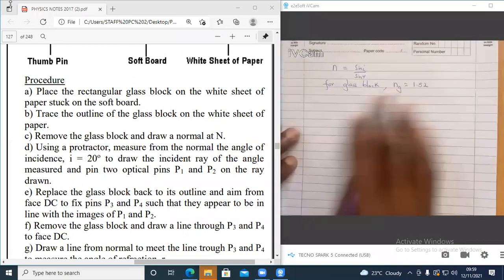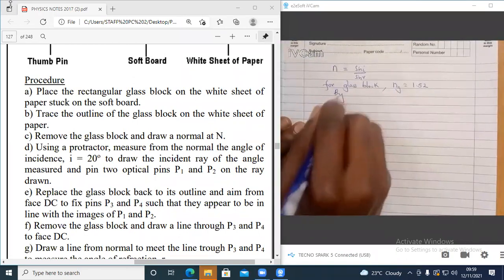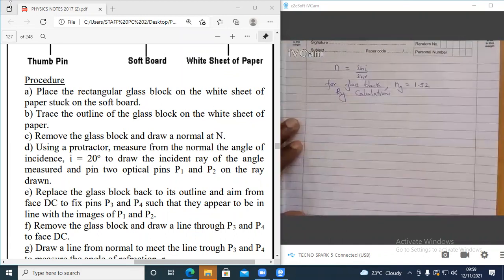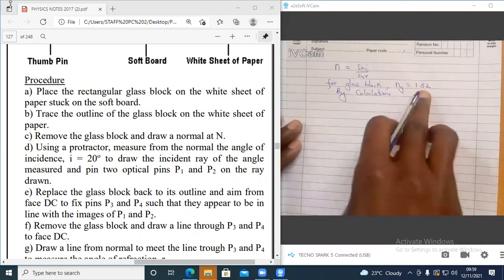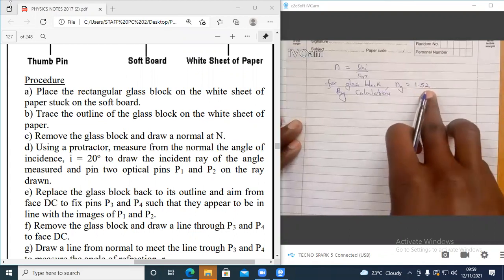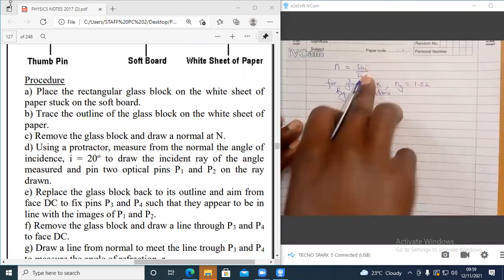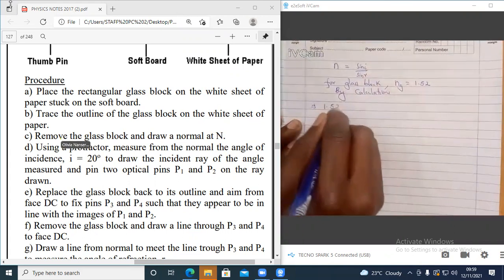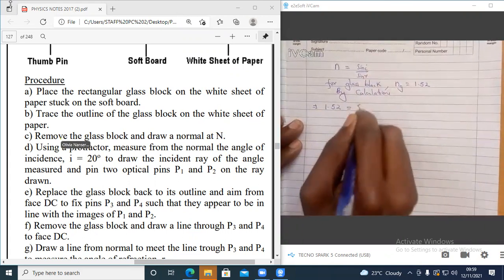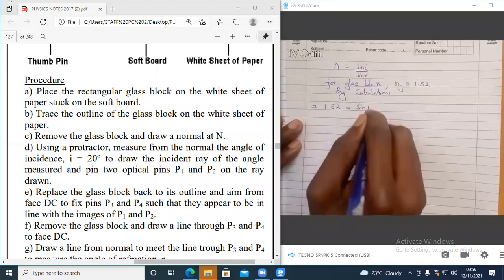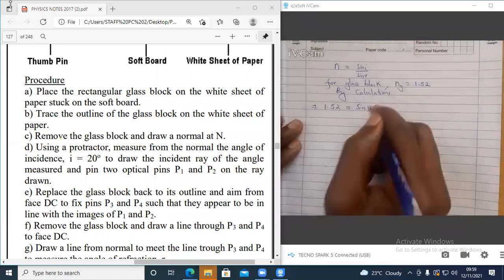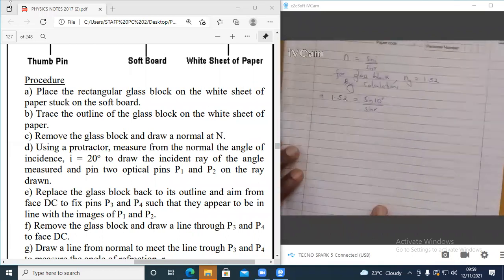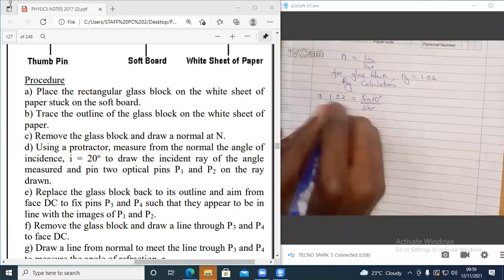Let's prove it theoretically by calculations. So we shall have our refractive index. Now I will take the refractive index to be 1.52. I want to prove that the angle must be less than 10. So I will say 1.52 is equal to sine I, where I is 10 degrees, divided by sine R. This is the same as over 1.